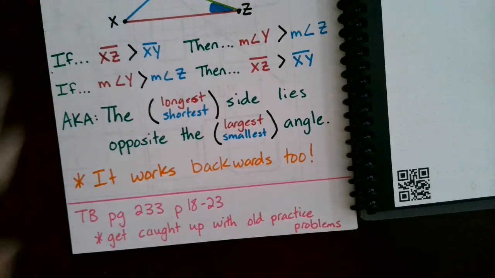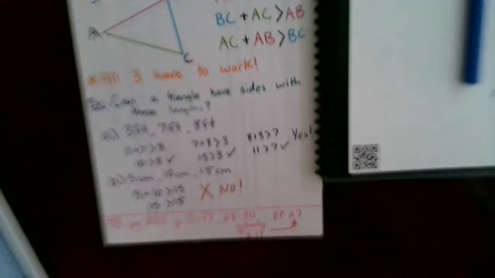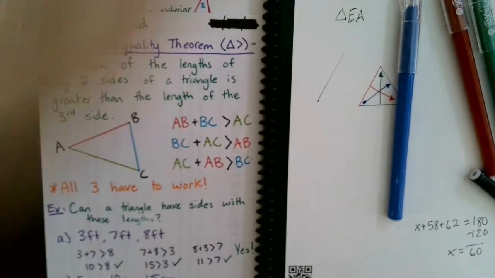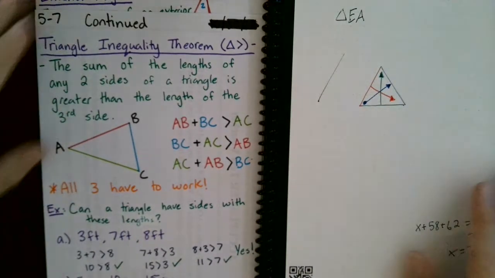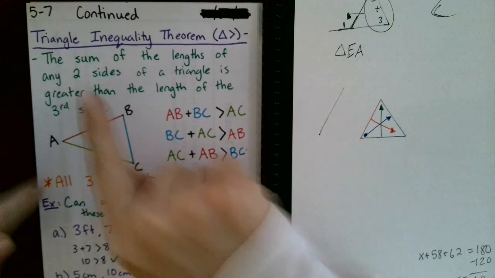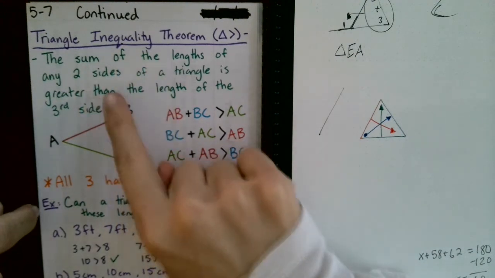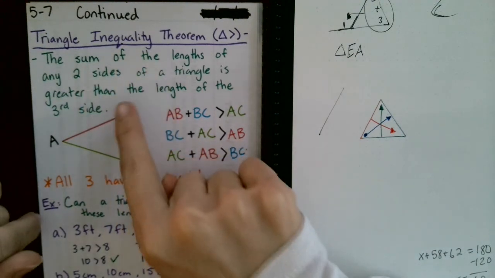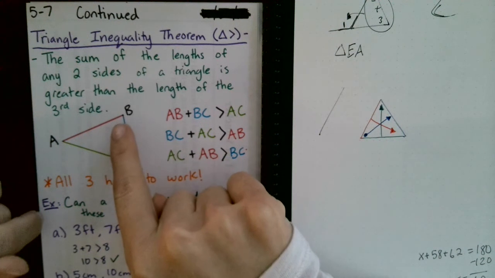So that is very important for us to understand about how to get that. Now let's go back to our notes for the continuation of 5-7. So 5-7 continued. I'm including them both in one video. And the triangle inequality theorem. So the way that this works is the sum of the lengths of any two sides of a triangle is greater than the length of the third side, okay?